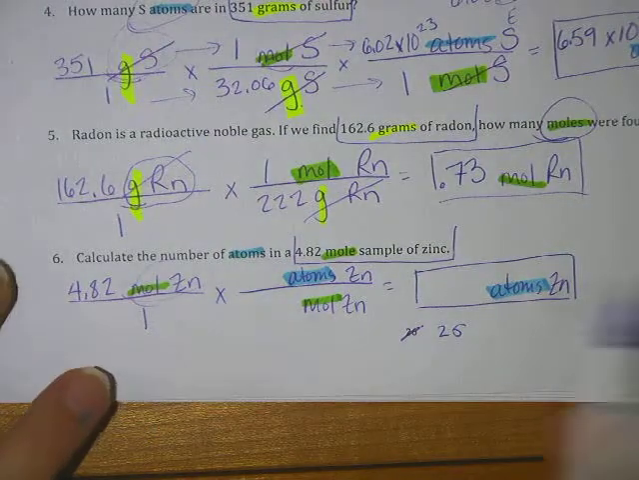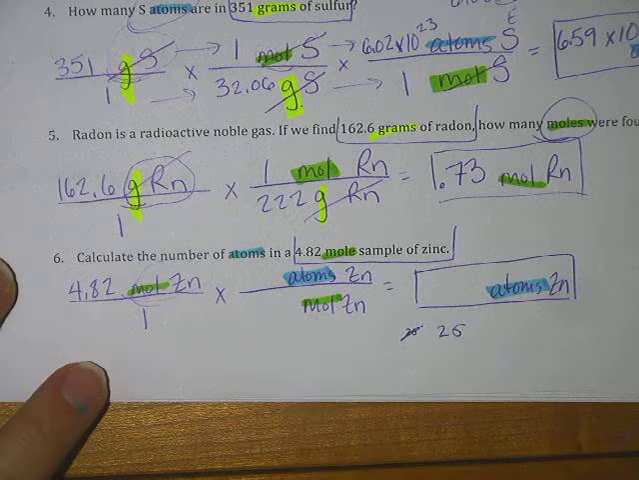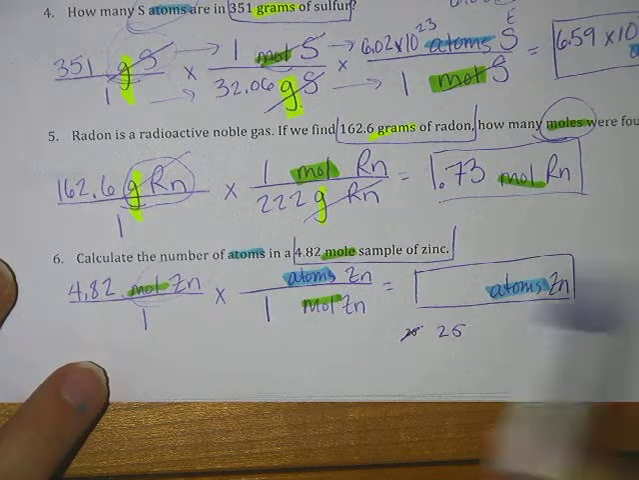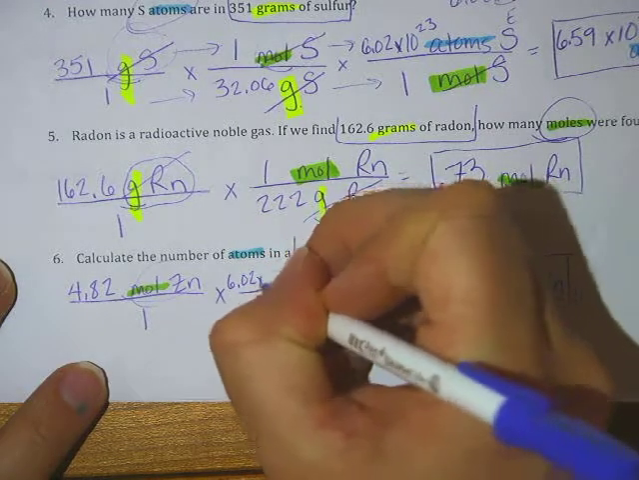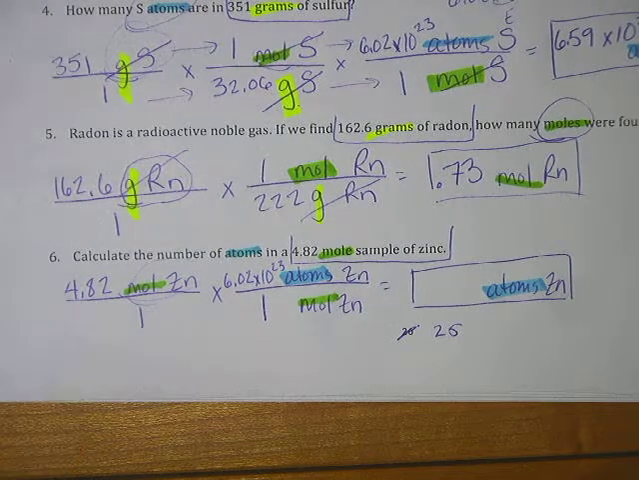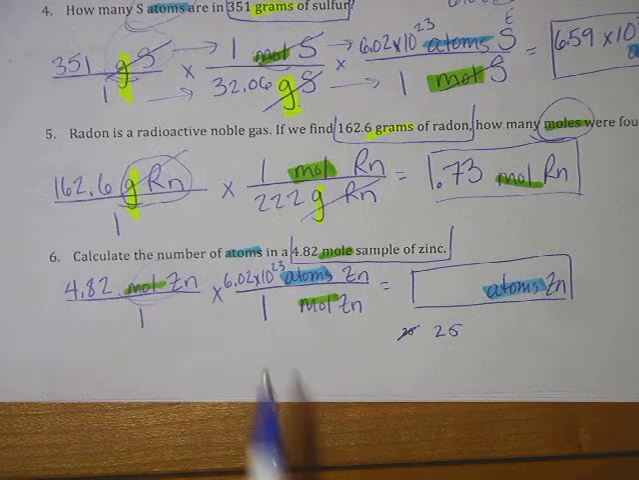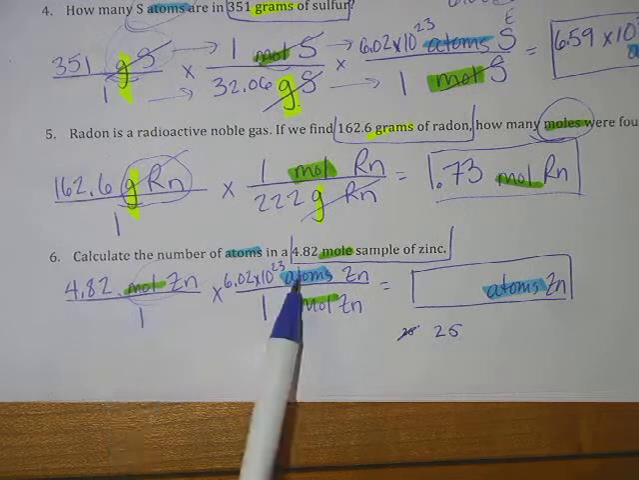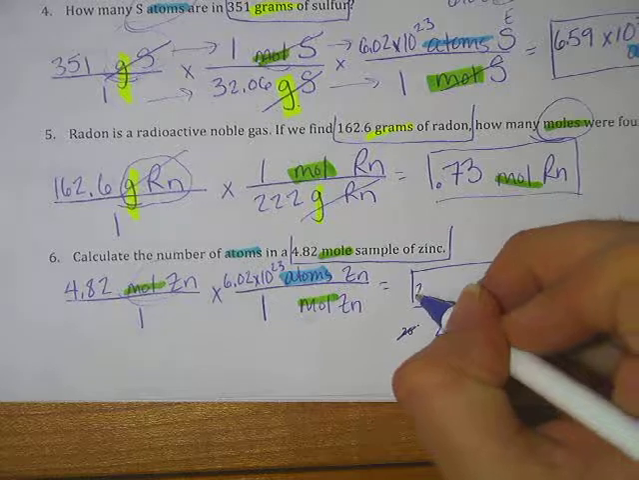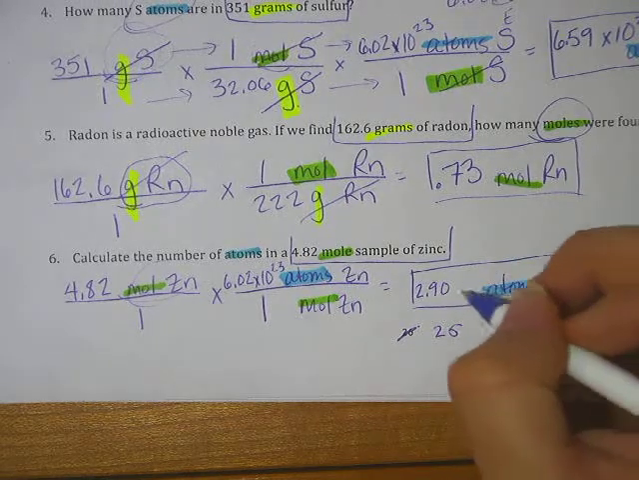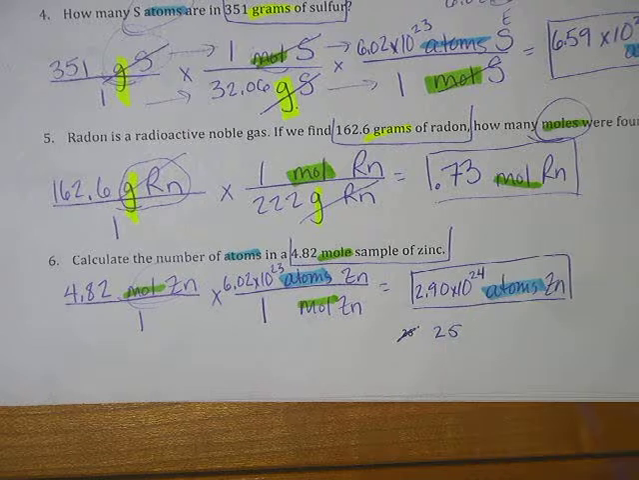Alright, moment of truth. What number always goes next to moles? 1. Atoms are blue. When it's blue, you use 6.02 times 10 to the 23rd. Now we just multiply. Notice on the bottom, 1 times 1 is going to be 1. And if you're dividing by 1, that's not going to change anything. So really all you have to type in your calculator is this top times top here. And make sure again for that scientific notation that you use the E button. And if you type it correctly, you should get 2.90 times 10 to the 24th atoms.